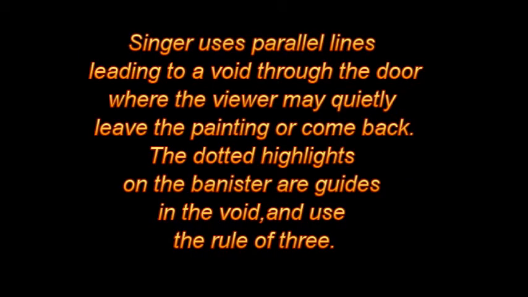Sargent uses parallel lines leading to a void through the door where the viewer may quietly leave the painting or come back. The dotted highlights on the banister are guides in the void and use the rule of three.